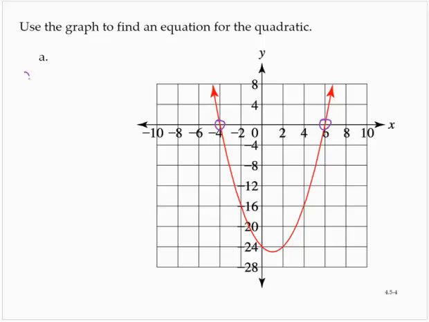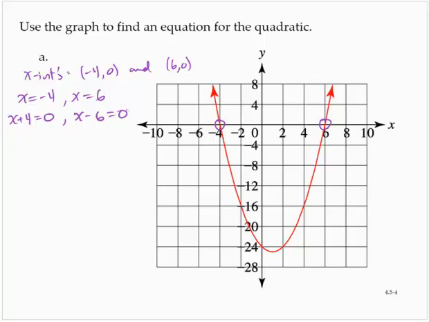All right, so we have x-intercepts at (-4, 0) and (6, 0). Well, that means that the solutions of the quadratic equation are -4 and 6. So x is equal to -4 and x is equal to 6. Well, that means that x plus 4 is 0 and x minus 6 is 0.